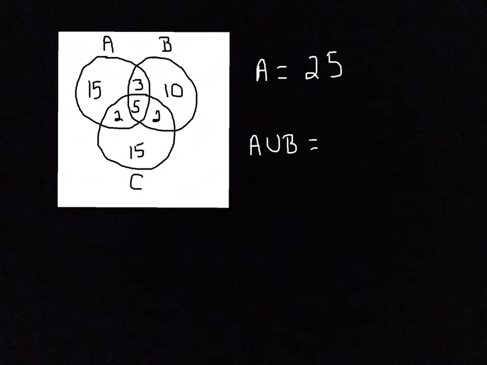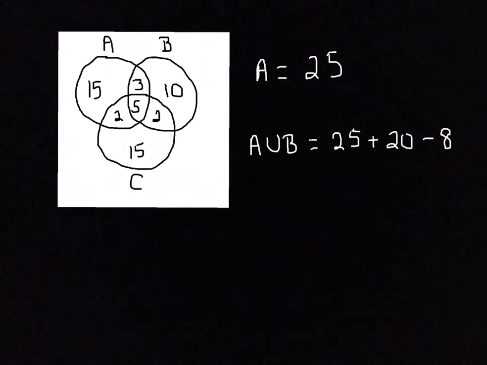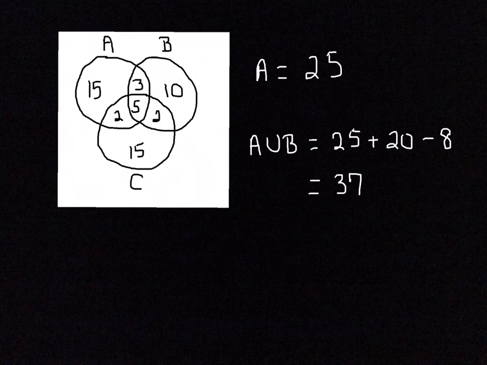Now, the next one says A union B. Well, this is going to be A and B together, so this is 25. Now, how many does B have? B has 20, minus how many they have together. They have 8 together, so 25 plus 20 is 45, minus 8, which is equal to 37. So A or B would be 37.